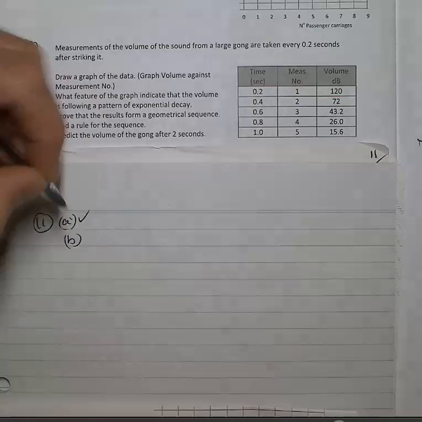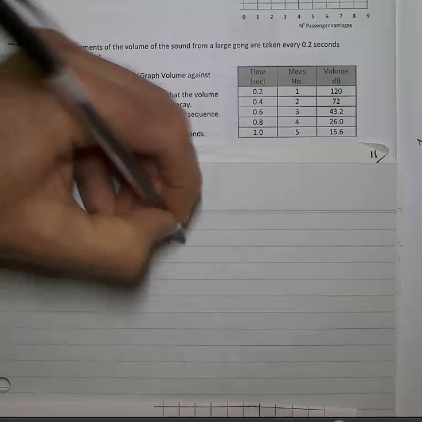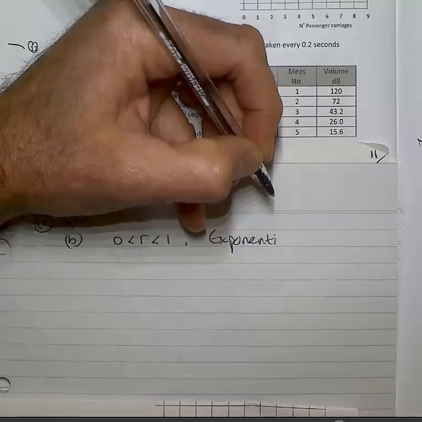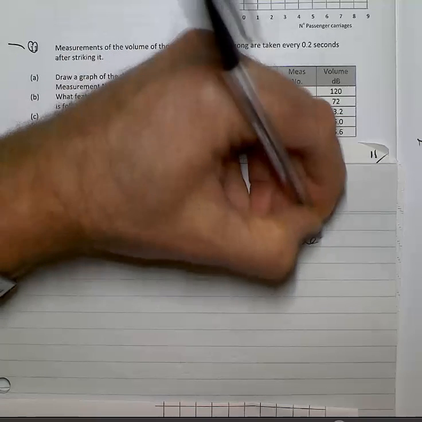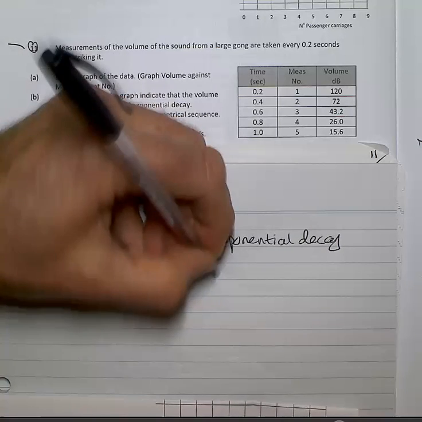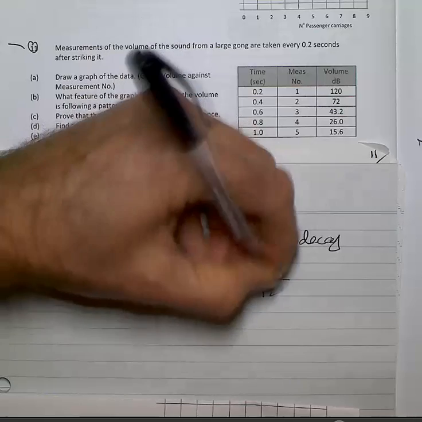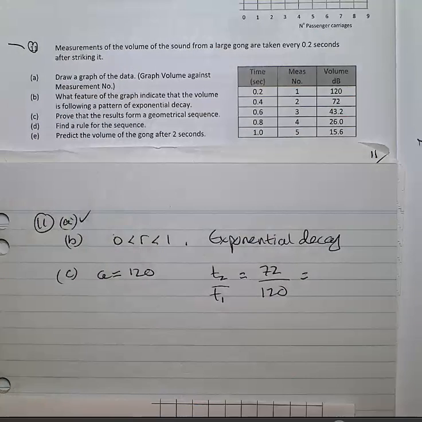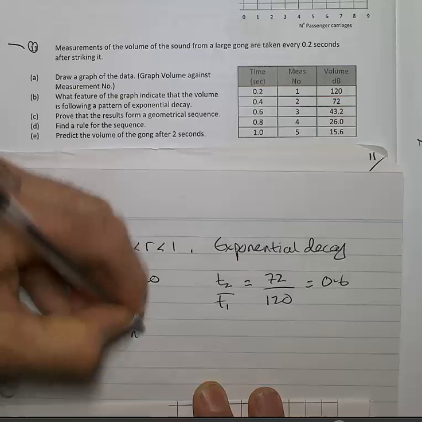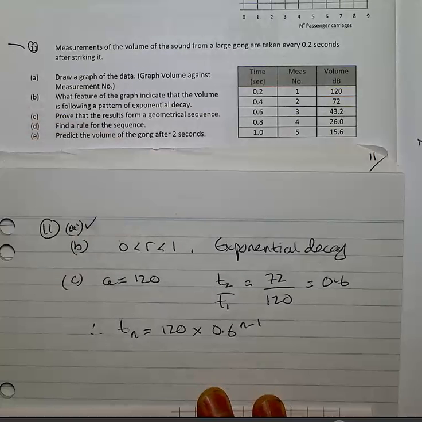B, what we can say is it shows an R between 1 and 0, exponential decay. For C, A has to be 120. And if I take the ratio of T2 and T1, that's 72 divided by 120, which is 0.6. So therefore, T_n is equal to 120 times 0.6 to the n minus 1.